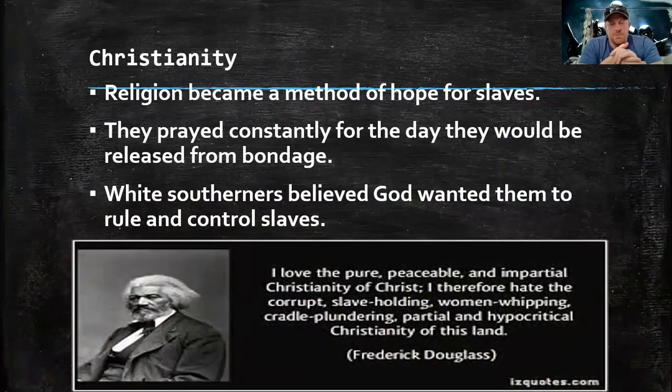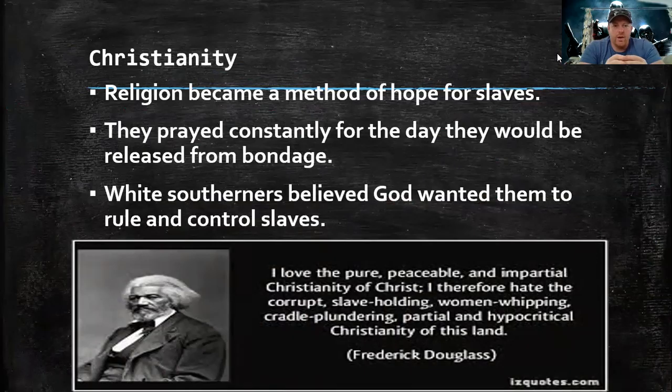Now, religion becomes pretty important to the African American community, because you have to understand, if you're living this life as a slave, or even if you're free, you're not treated the way you should be treated. Okay, you're not treated like a man or a woman. And this idea of heaven, of salvation, becomes really important to slave life. It becomes a method of hope for slaves.